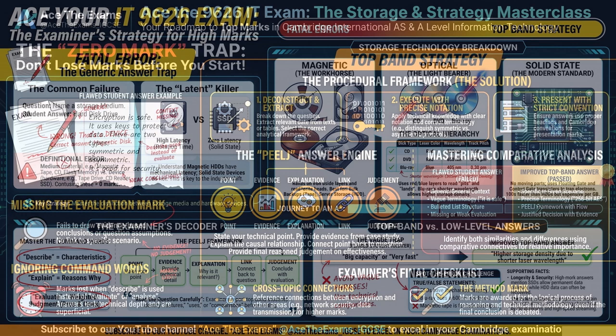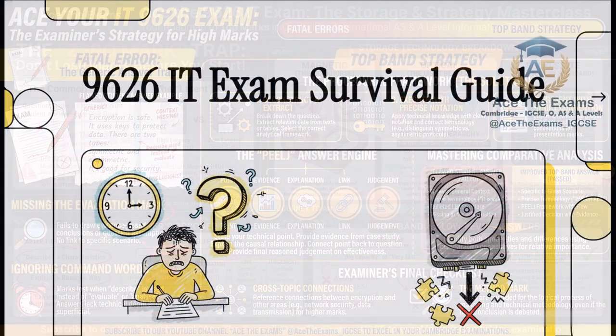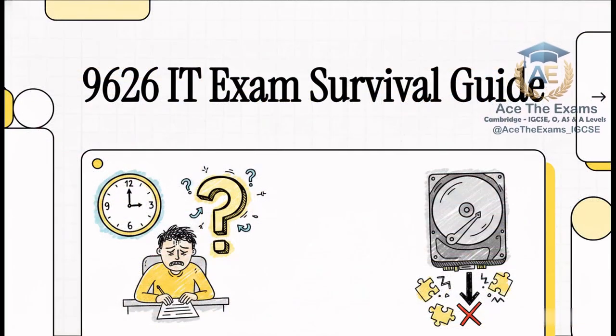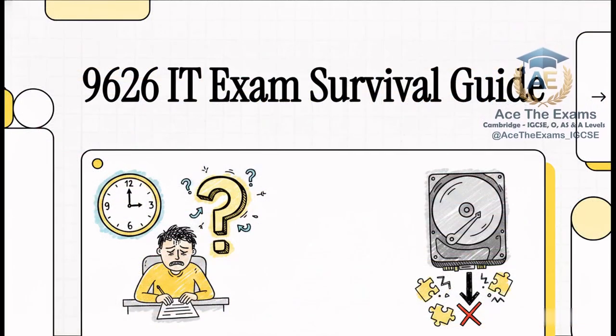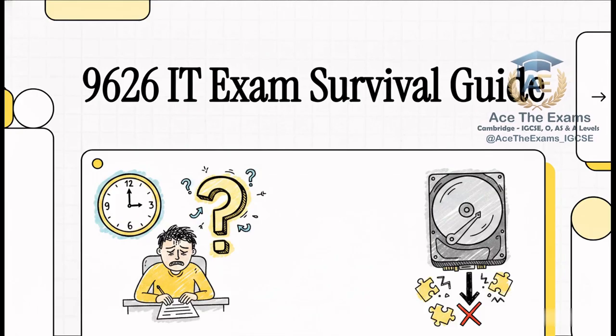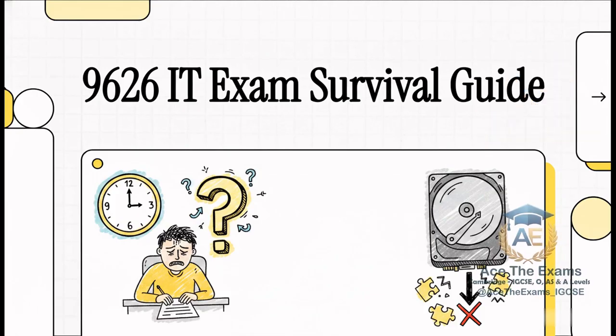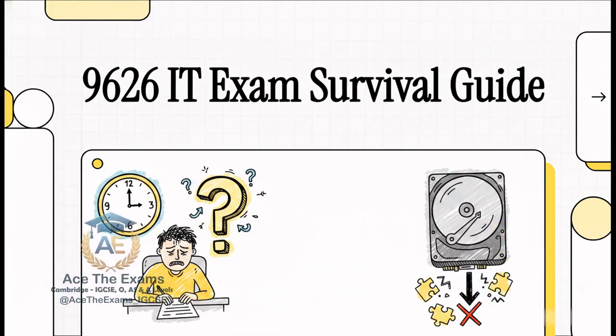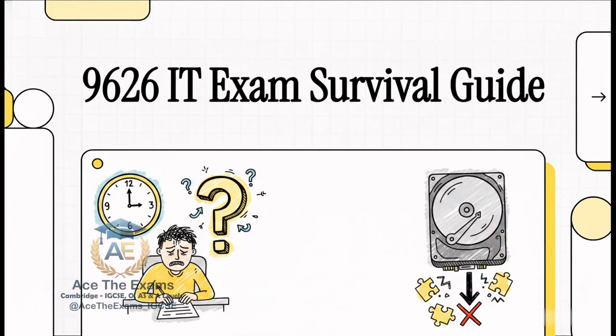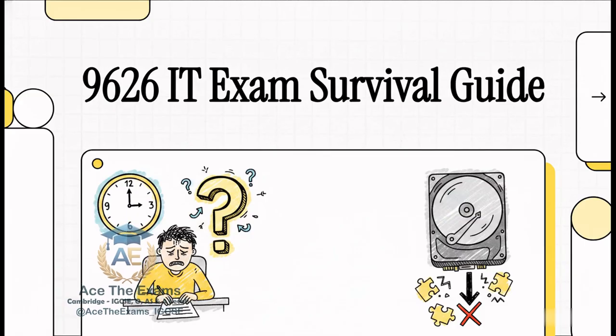Picture this. You're sitting in the exam hall for the Cambridge Information Technology 9626 paper. The clock is ticking down, the pressure is literally suffocating, and you're staring at a question that looks like an absolute gift. But in this specific exam, a single misunderstood word is all it takes to plunge your grade from the top band straight down to 0. So today, we're skipping all the basic fluff and exposing the hidden traps in secondary storage that routinely destroy marks.